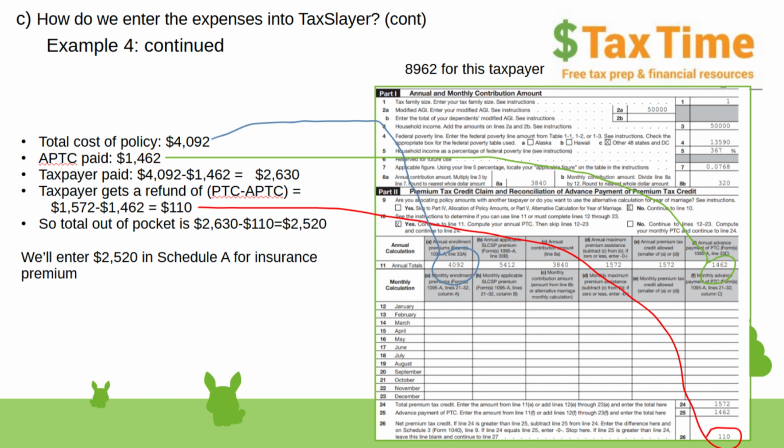This 8962 shows that the taxpayer did not get as much advance premium tax credit as he should have gotten, which is why it shows him getting a refund at the end of the year. Now, the situation could just as easily have gone the other way, where the taxpayer got more advance premium tax credit than he was due, in which case he would owe some tax back at the end of the year. In that case, what we would do is add the amount that he got taxed on at the end of the year to what he had paid throughout the year, and that would be the amount of the premiums that he paid out of pocket.